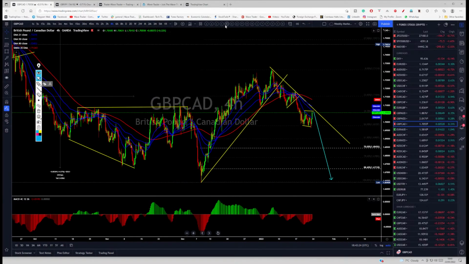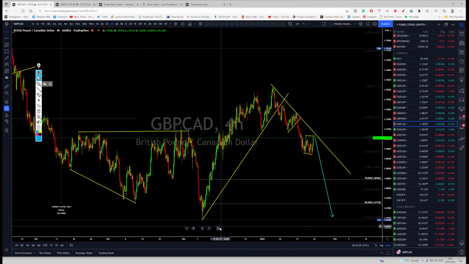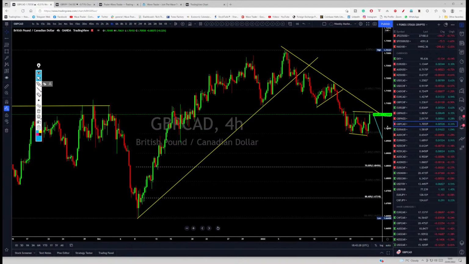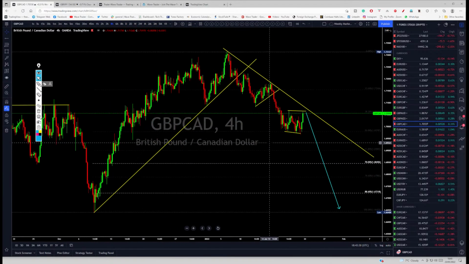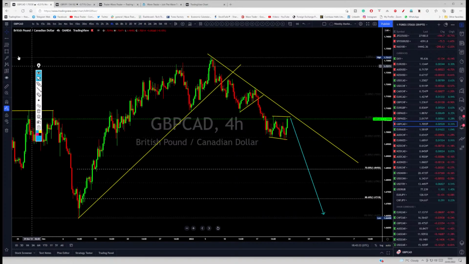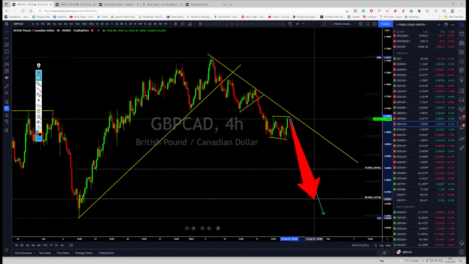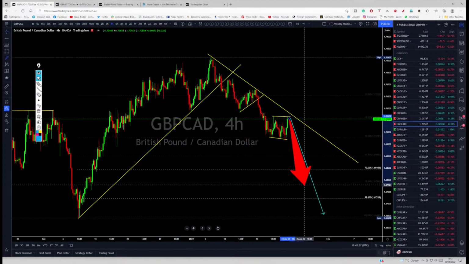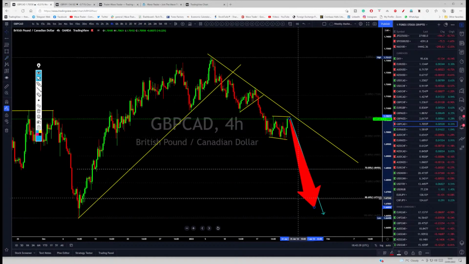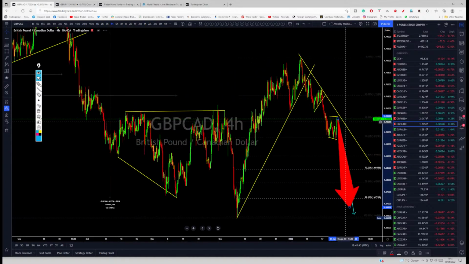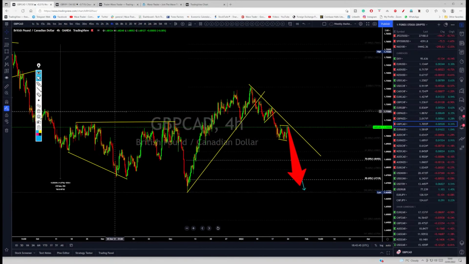So pound CAD, you are watching pound CAD to drop. So you're simply sticking to looking for it to go down. That's going to be the target. Not the best trade for next week.